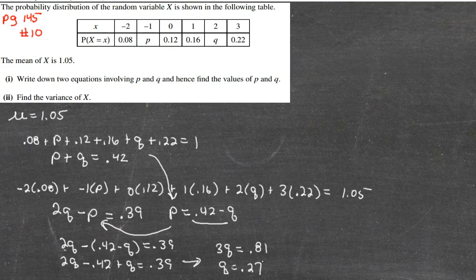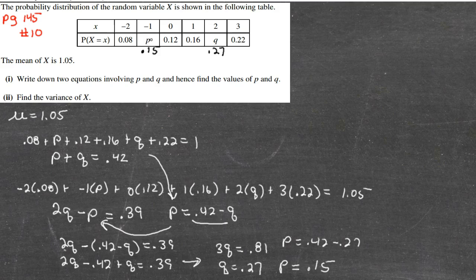So now the next step is to find out what P is. Well, if I plug this in over here, I can find out that P is equal to 0.42 minus 0.27. And then P is going to have to be 0.15. All right, so that takes care of P, and that takes care of Q. Now I know what they are.